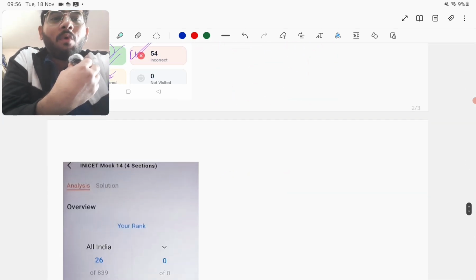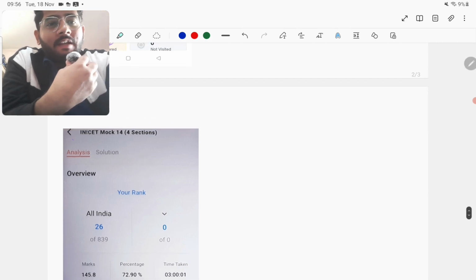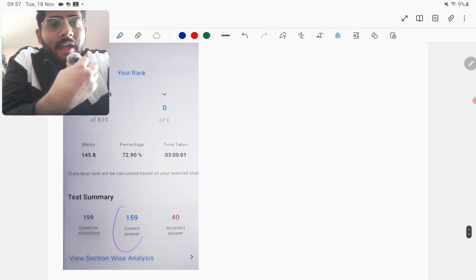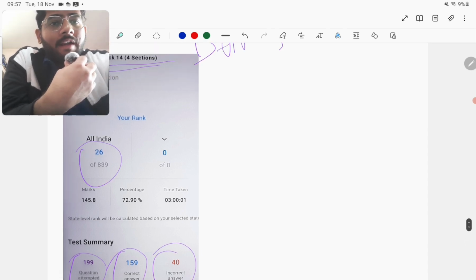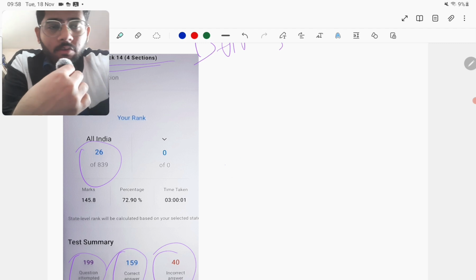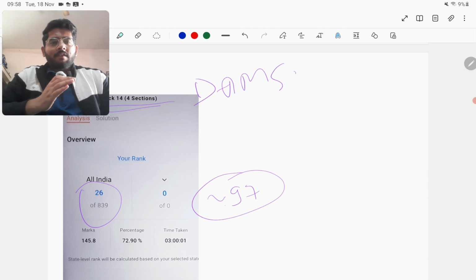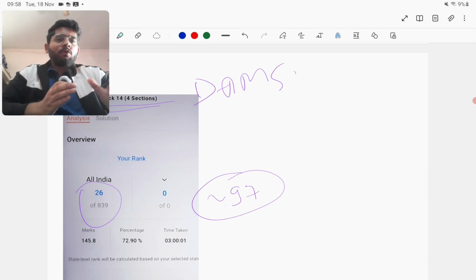Now coming to the fourth GT, that is the INICET mock of the DAMS. In the DAMS my score was 159 correct and 40 incorrect, 199 questions attempted, and rank 26 out of 839. So percentile wise I think it is around 97 percentile in this DAMS GT. So this was all about the mock GT score comparison with the final score comparison and also my scorecard.